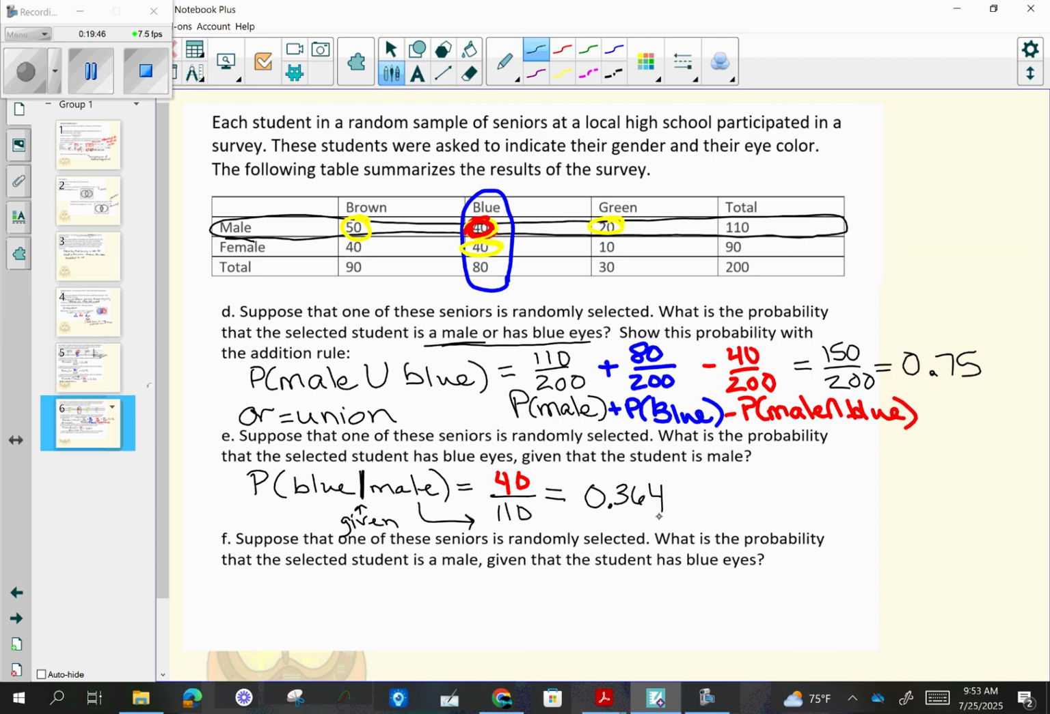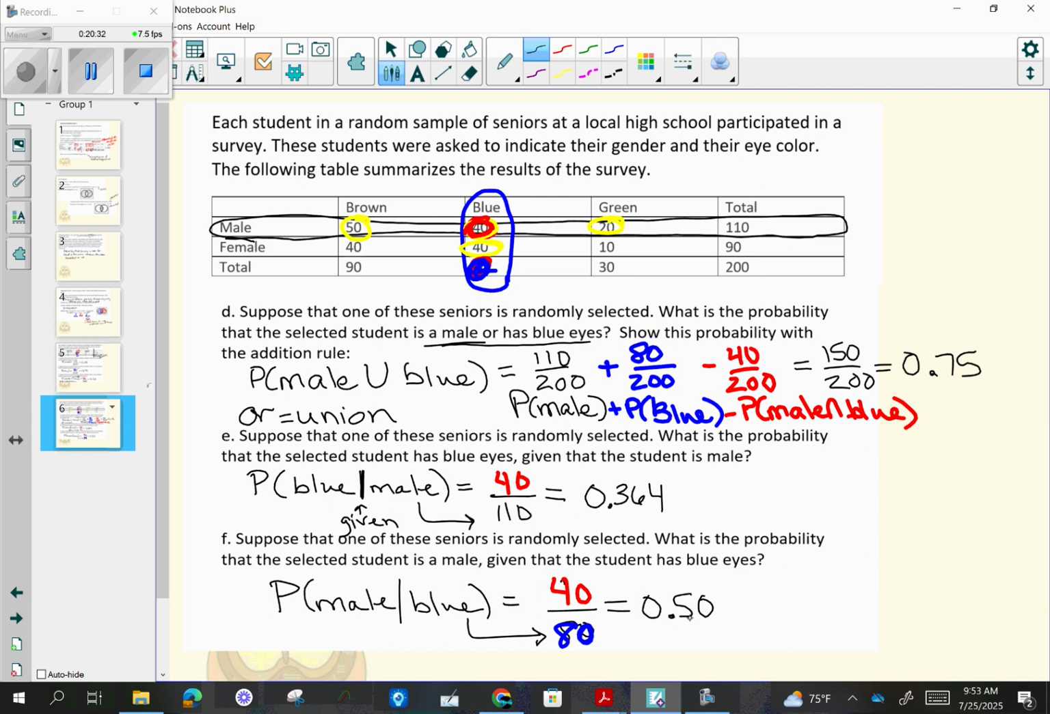All right, knowing that, on the last one, we've got suppose that one of these seniors is randomly selected. What's the probability the randomly selected student is male, given they have blue eyes? So we're going to flip those 2 around. Male given blue. Go ahead and calculate that. Hopefully you now put the blue on the bottom. The total of blue is 80. Where they intersect is that same 40 that we talked about up above. Again, the 80 is coming from right there. And if we have 40 divided by 80, we know that that probability is 0.50.